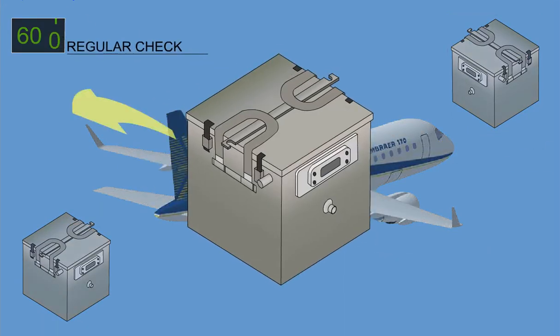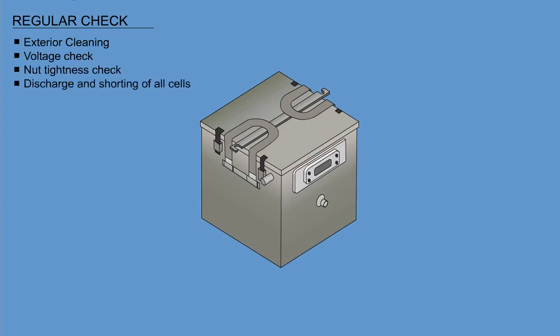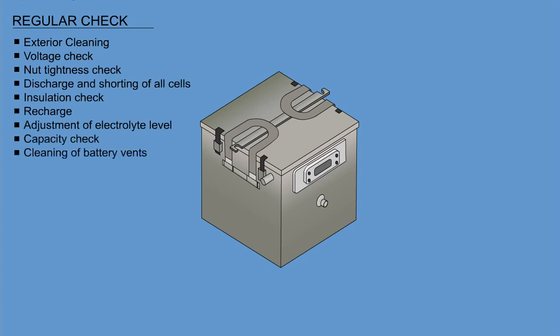The regular check consists of the following: exterior cleaning, voltage check, nut tightness check, discharge and shorting of all cells, insulation check, recharge, adjustment of electrolyte level, capacity check, and cleaning of battery vents.